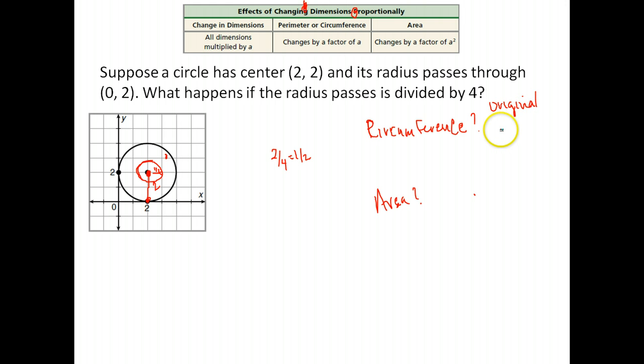Well, it had a radius of 2, and the circumference is 2 times pi times the radius, which would be 2 times pi times 2. We can multiply those 2's and get 4 pi. Let's look at our new circle. With our new circle, we have a radius of 1/2. Our 2 divided by 4 gave us a half. So for our new circumference, it's 2 times pi times our radius of 1/2. Again, we can multiply those. 2 times a half is just 1 pi.